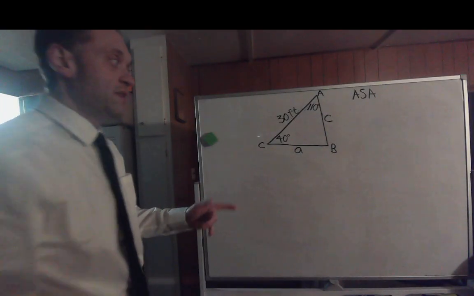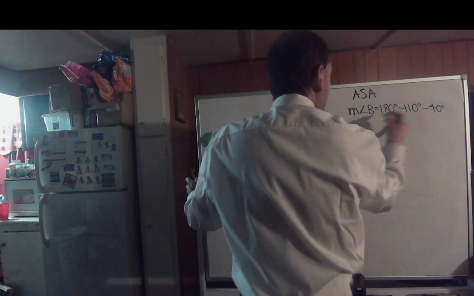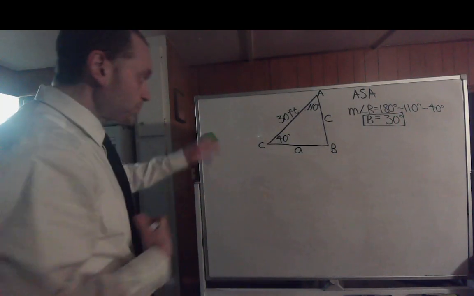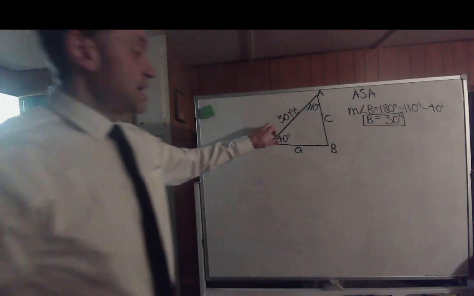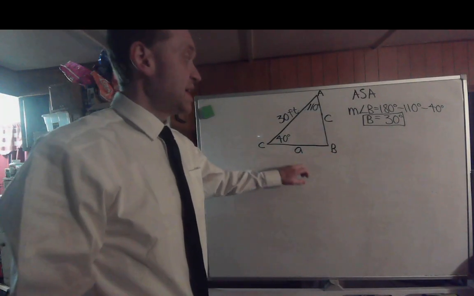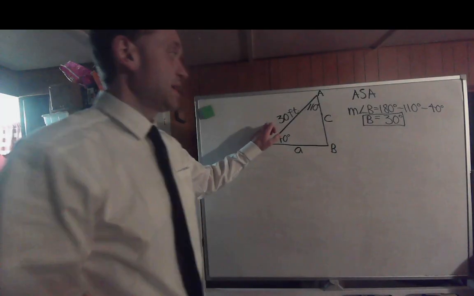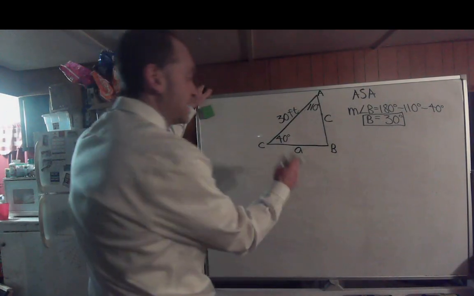Well, we can easily find the measure of angle B. That's simply going to be 180 degrees minus 110 degrees minus that 40 degrees, which should end up giving you 30 degrees. So that means that angle B itself would be 30 degrees. Okay. Well, we know side B, so if we want to find sides A and C, we should probably relate that to side B since we have an exact length. So let's find side A.